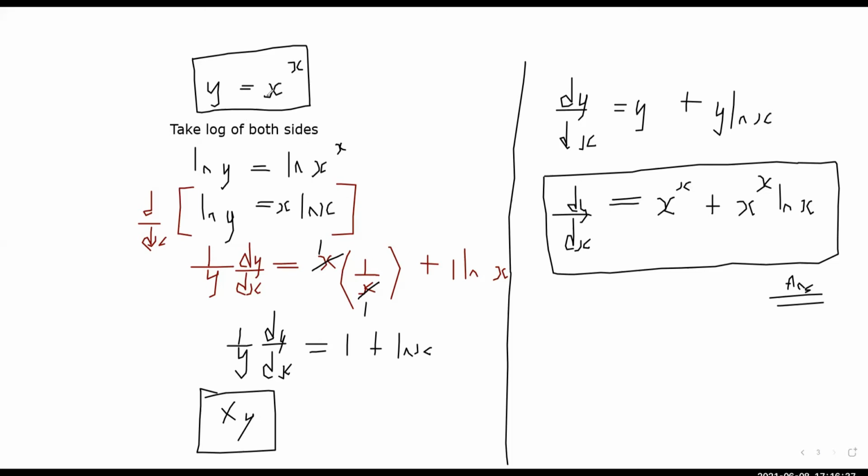So that's how we differentiate x to the x. We take the log of both sides first. Always remember that once x, the unknown, is in the power, you take the log of both sides to differentiate.